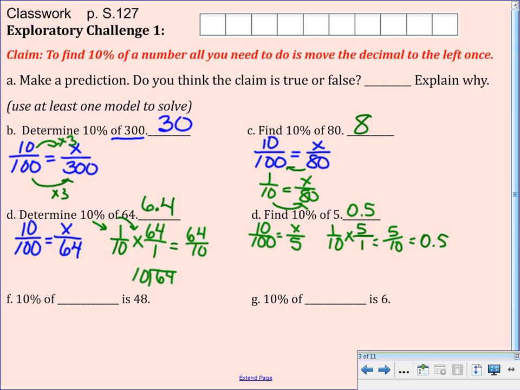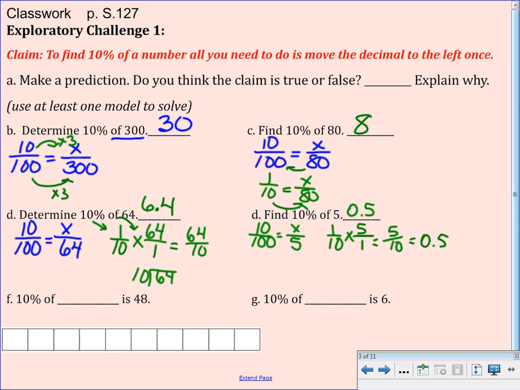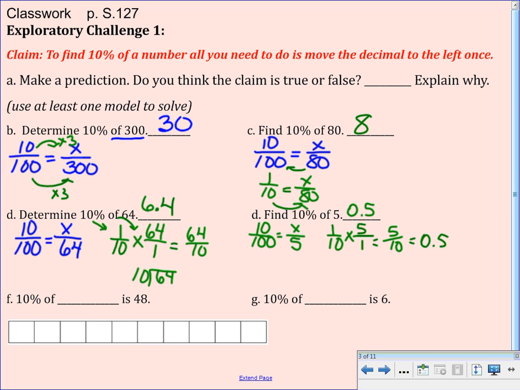Now, I better be careful here because the directions told me one of them needs to be a model. So I'm going to use my model for F. 10% of what number is 48? So this is 100%. I don't know my of. I don't know the total. I do know that 10%, here are my percents along the bottom, I do know that 10% is 48. So 10% is 48.